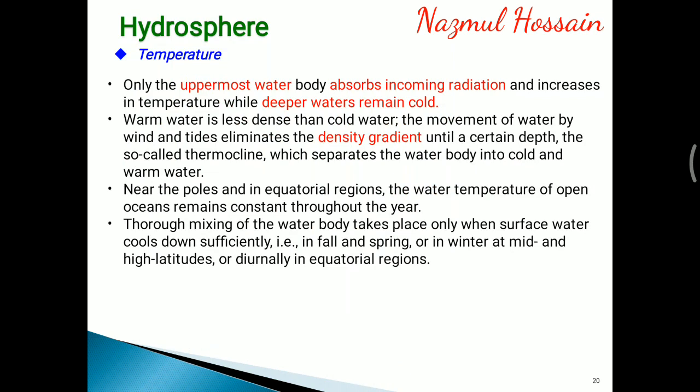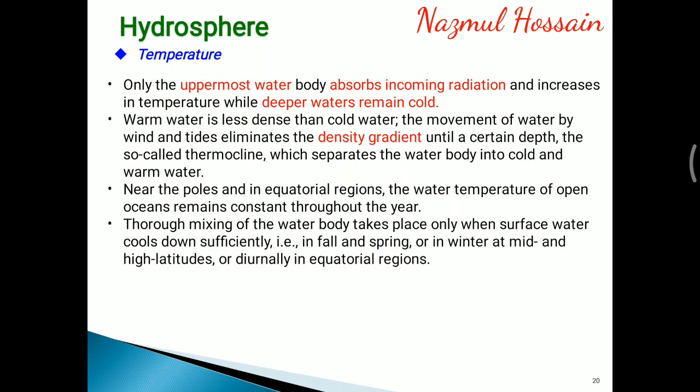Hydrosphere, the temperature. Only the uppermost water body absorbs incoming radiation and increases in temperature while deeper waters remain cold. Warm water is less dense than cold water. The movement of water by wind and tides eliminates the density gradients until a certain depth, the so-called thermocline, which separates the water body into cold and warm water.